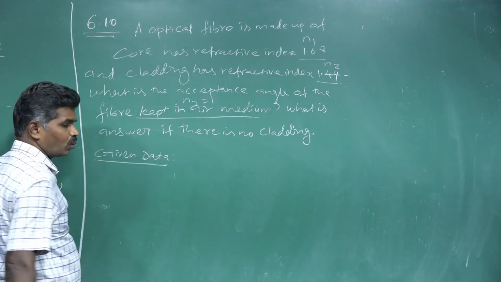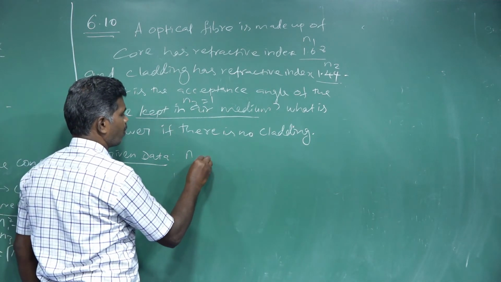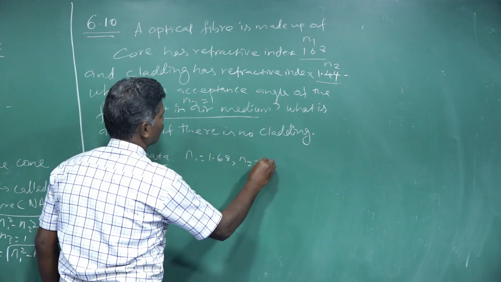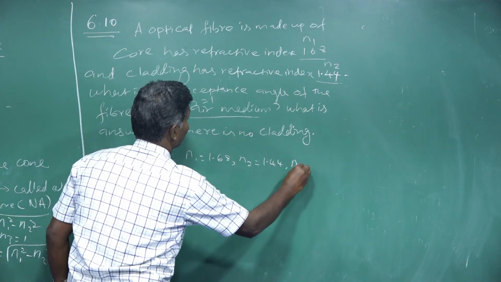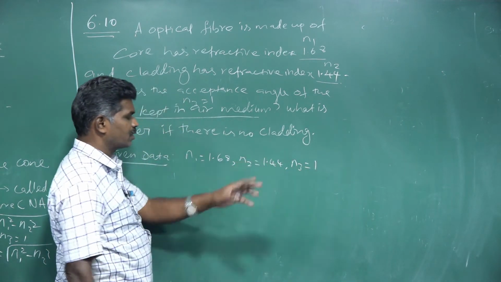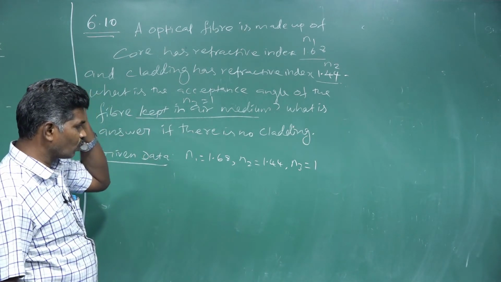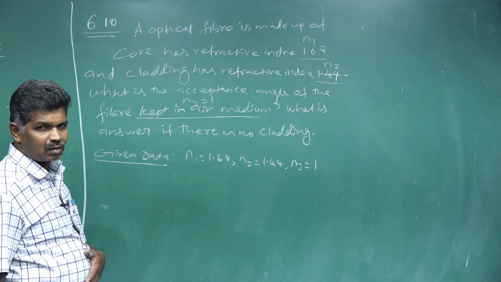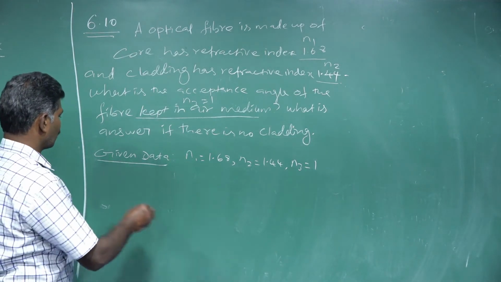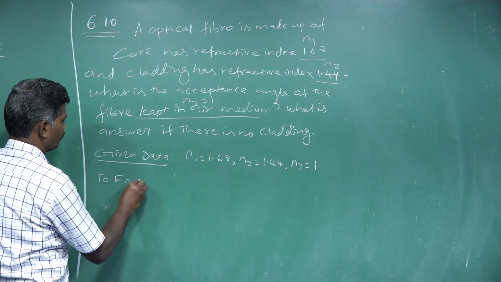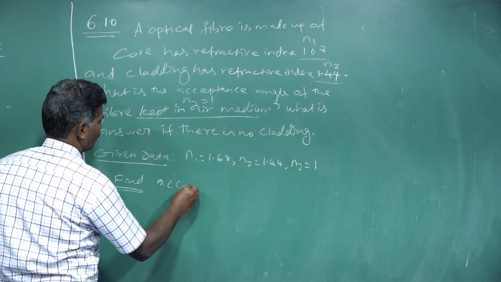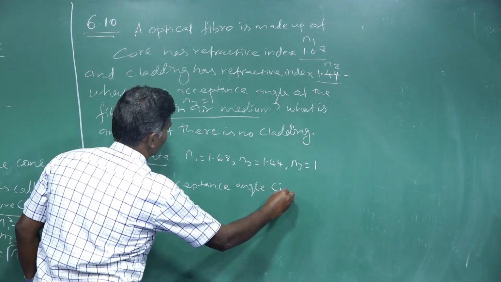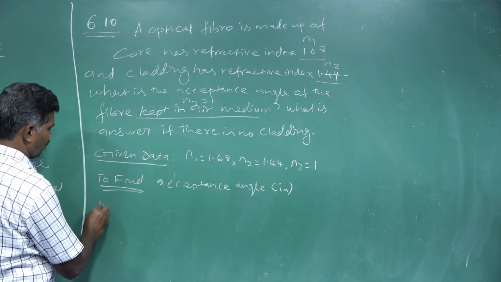What are the given data we have? n1 value is 1.68, then n2 value is 1.44. n3 value, because the outer medium is air, n3 is equal to 1. Then we want to find the acceptance angle IA.